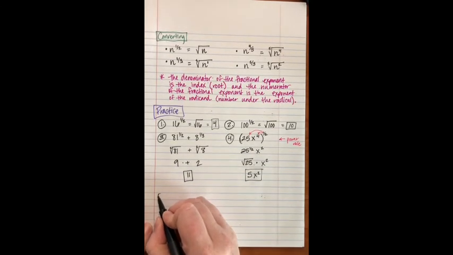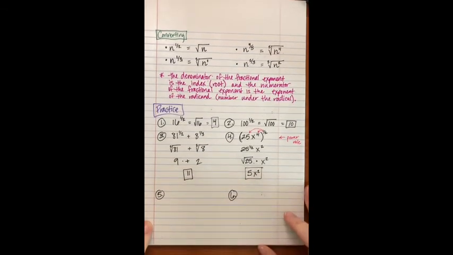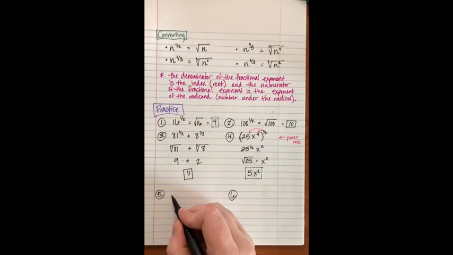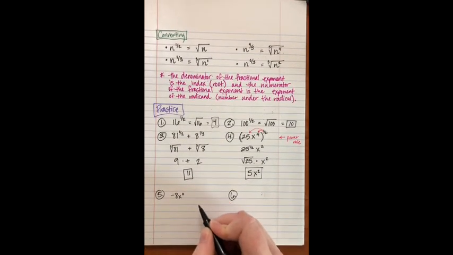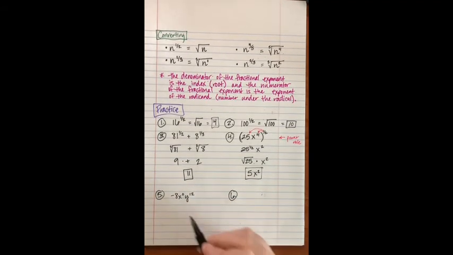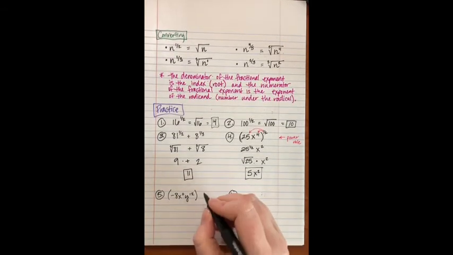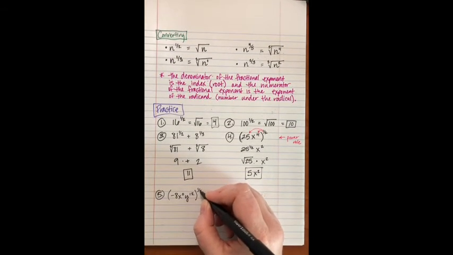Let's do 2 more examples and then we'll call it a day. All right, so we're going to have -8 times x to the 0 power times y to the 12th, and we're going to group all of that together and raise it to the 1/3 power.